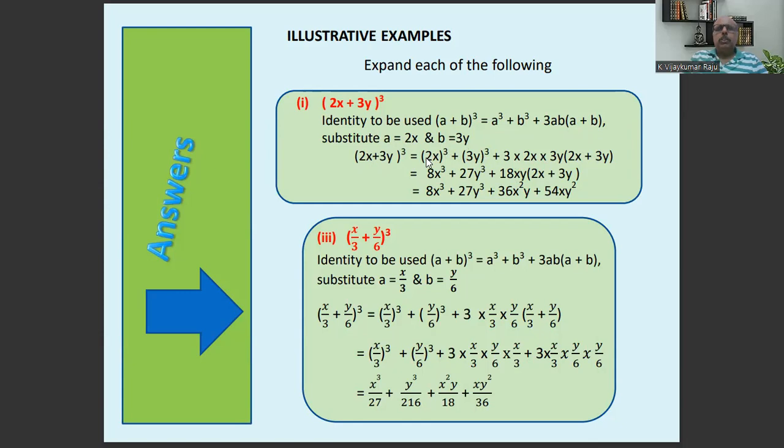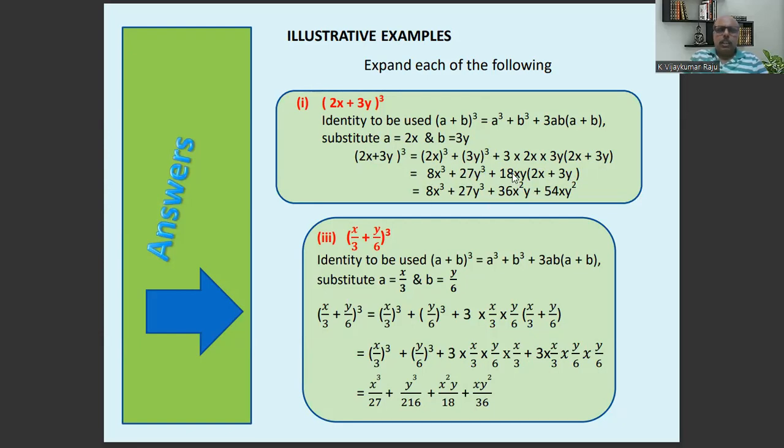2 cube means 2 into 2 into 2: 2 twos are 4, 4 twos are 8, so 8x raised to 3. 3 into 3 into 3: 3 threes are 9, 9 threes are 27, so 27y raised to 3. Plus 3 twos are 6, 6 threes are 18, so 18xy into this bracket as it is.